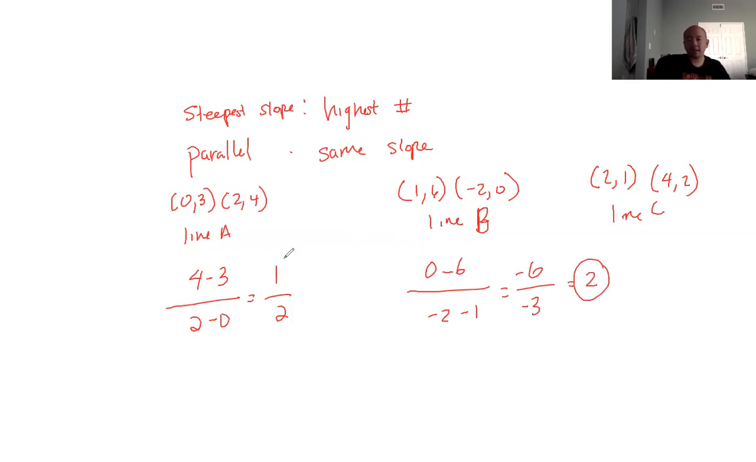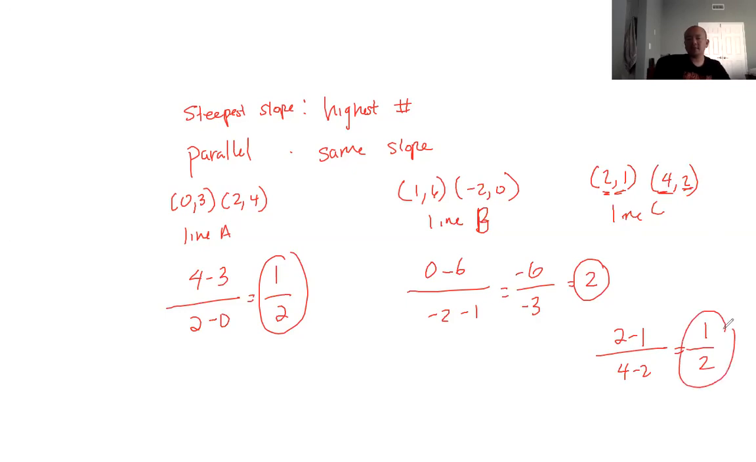So just by comparing these two lines right here, we know that line B, since it has a higher slope than 1/2, is steeper than line A. All right, let's go to line C. Line C is what? 2 minus 1 over 4 minus 2, right? Y2 minus Y1, which is on top, over X2 minus X1. So that would be 1 over 2.